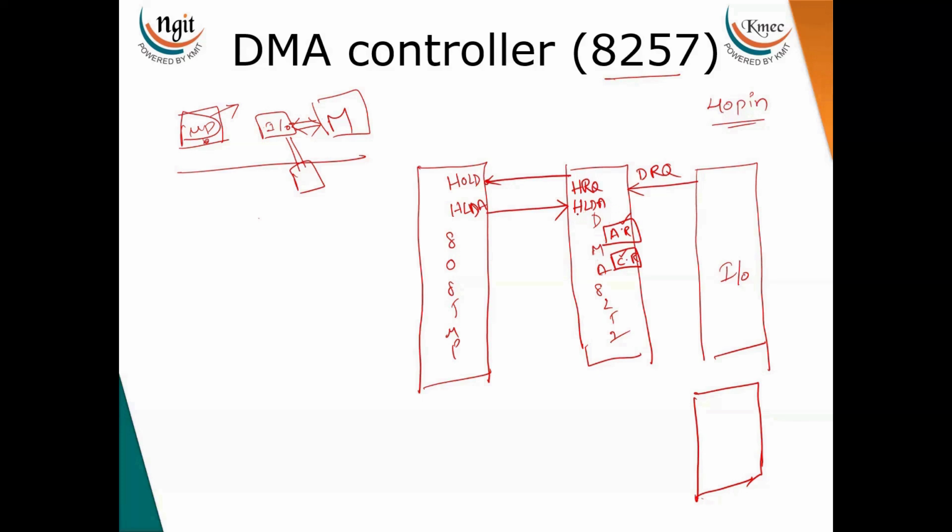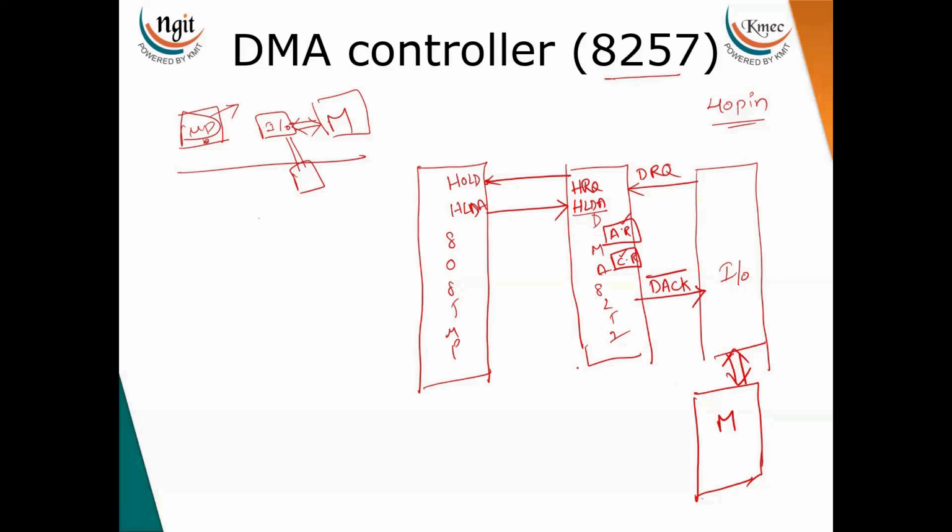After receiving the hold acknowledgement, the DMA will send the DMA acknowledgement signal to the I/O device. After that, it will transfer the data between the I/O and memory. This is the sequence of operations performed by a DMA.